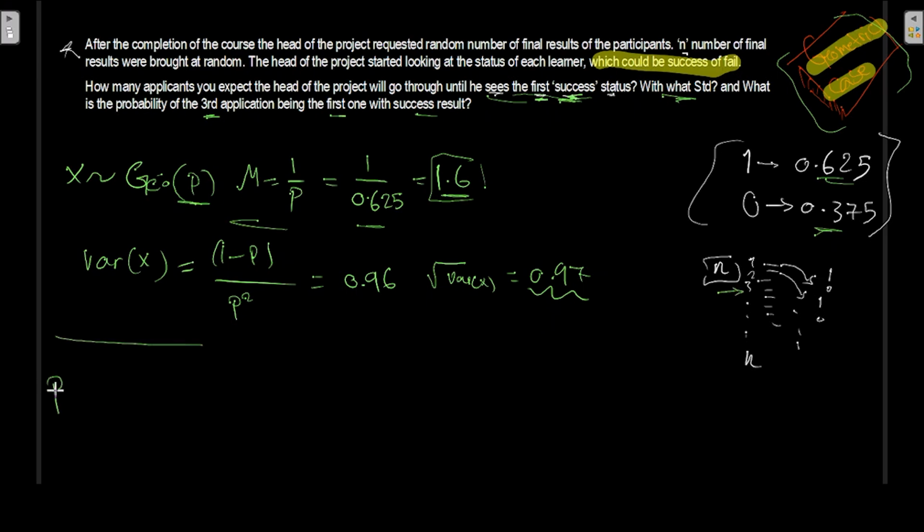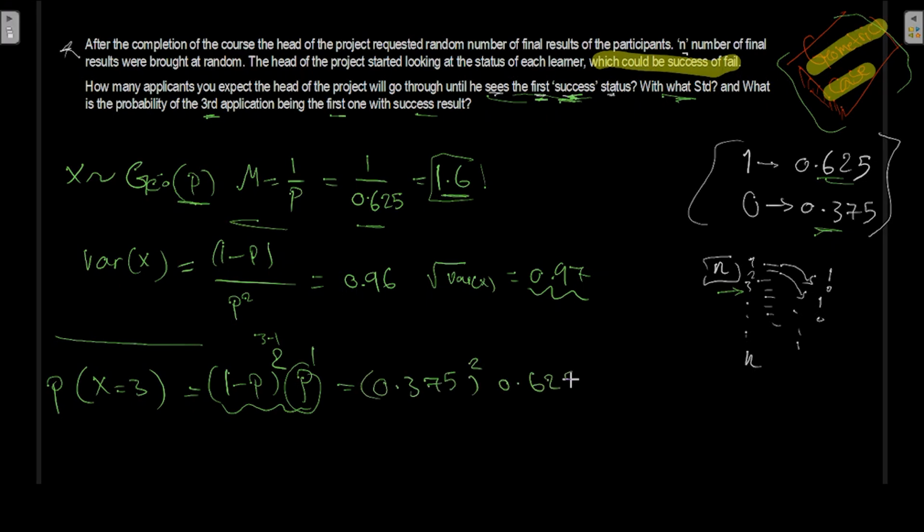We are interested in the probability that X is going to be equal to 3. This is what we would like to do. Well, that means (1 minus p) to the power of 2 multiplied by the probability p to the power of 1. So another way to say it is that it's going to be 0.087 or something, exactly. For the third one, that is 8.7%.